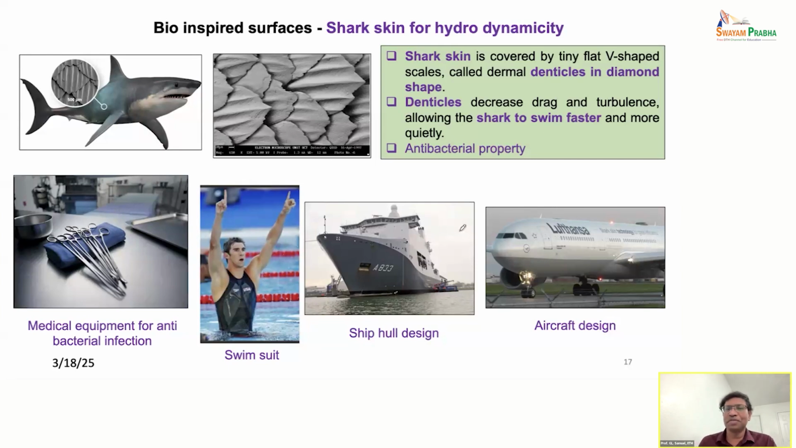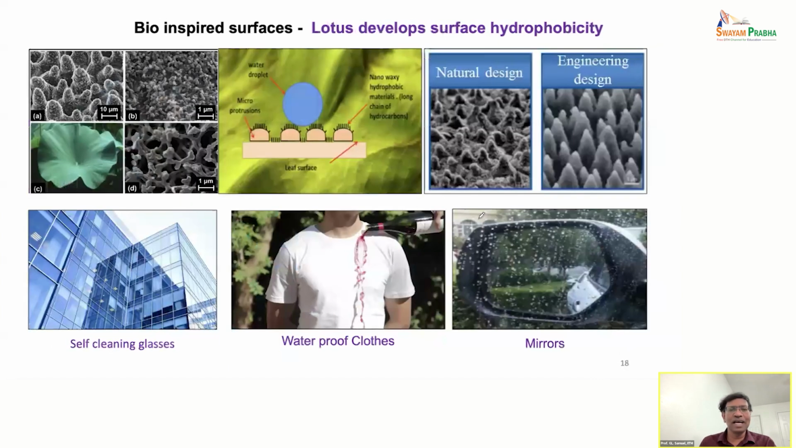And examples of ships and even aircraft. In all these places, it's important that we have the kind of texture which is there in nature. As we have already been talking about these characteristics of the lotus leaf, it has pillars, micro protrusions or micro pillars, as we can call them.